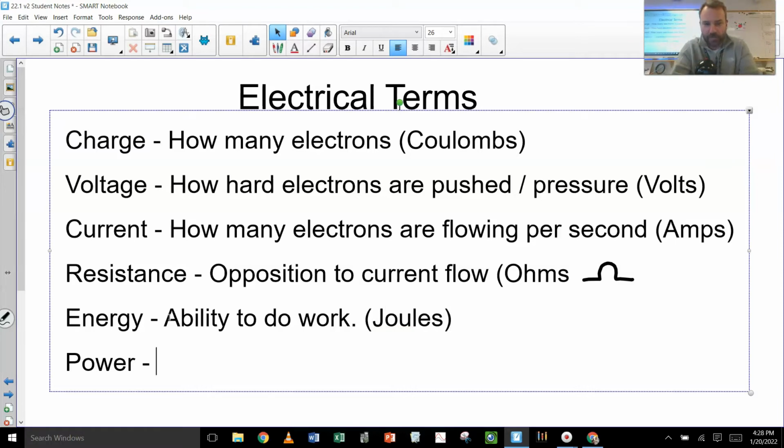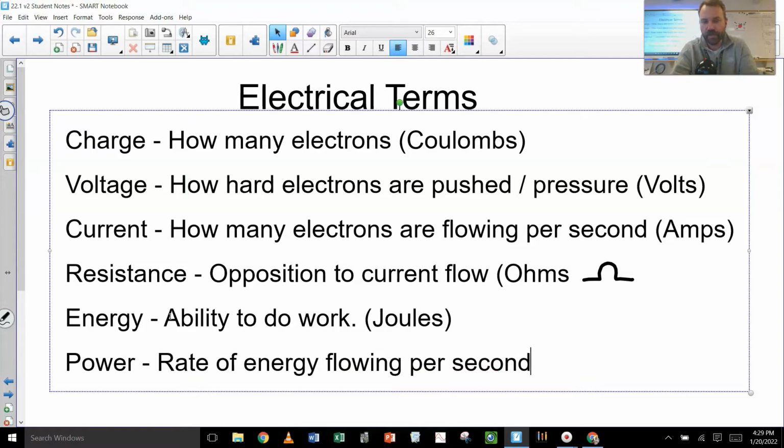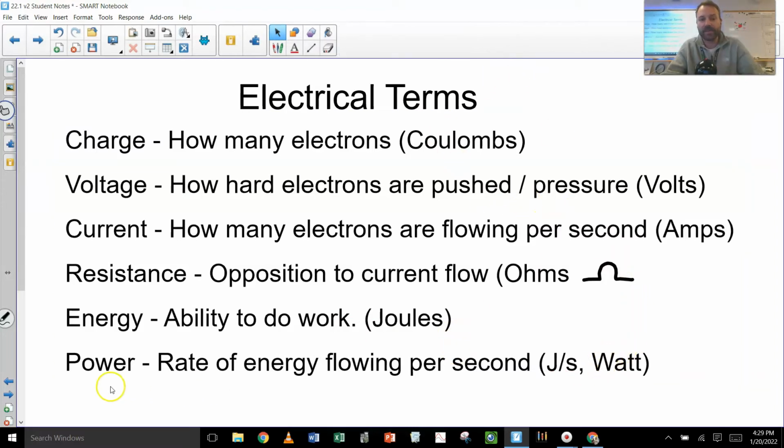And last, power. Power is how fast you can use energy. So it's the rate of energy flowing per second. The units are joules per second, or we made up an entirely new unit instead of joules per second. We call it a watt. Maybe you've heard of a watt in stereo applications or something else along those lines. Maybe power supplies if you're into computers. How many watts? That's how much energy it can provide per second.